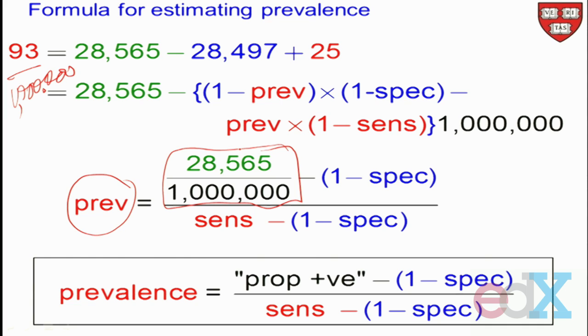The formula is you estimate the prevalence by looking at the proportion who test positive minus 1 minus the specificity, divided by the sensitivity minus 1 minus the specificity. And that will give us our 93 per million in this example. In general, this is what we do to accommodate imperfect tests.